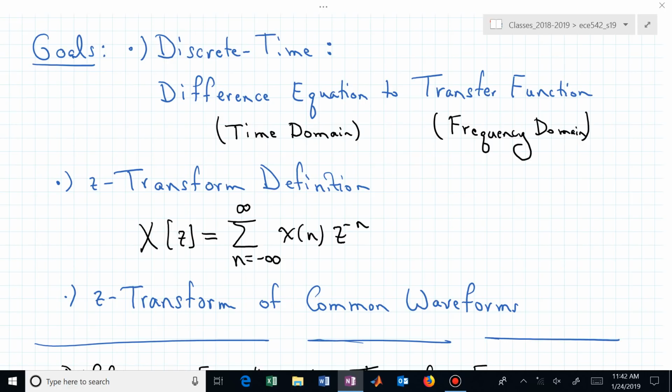Today what I want to do is continue with this discussion of having different ways of modeling a system. We've had difference equations, state space, block diagrams, and transfer functions. Let's now show another way of relating those by finding a method for going from the time domain, difference equation, into the frequency domain and obtaining a transfer function description.